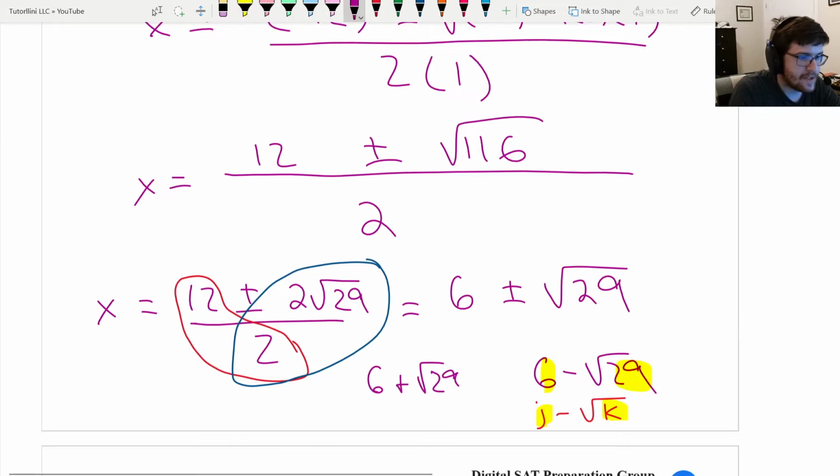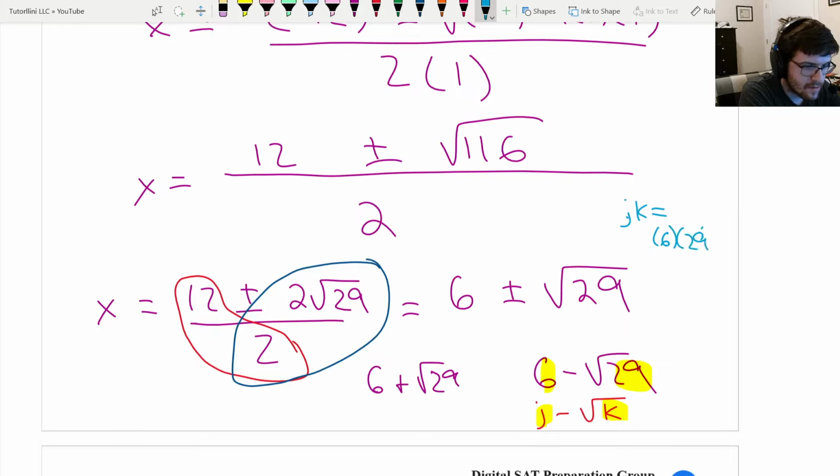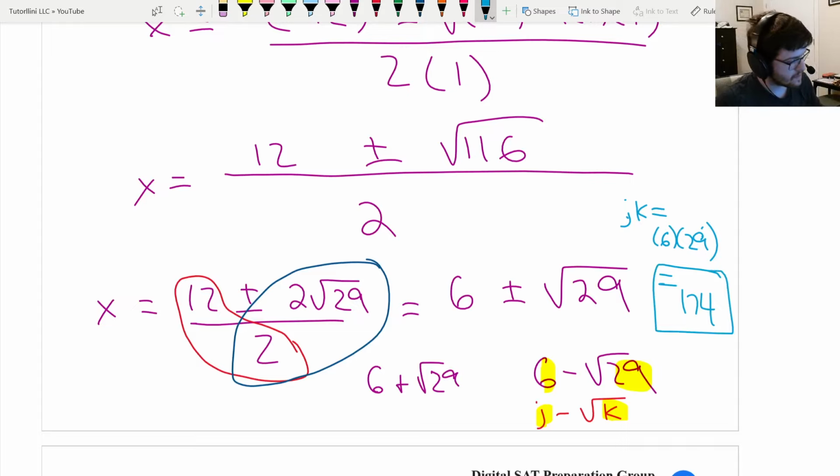So that means that, let me do this off to the side over here, jk is equal to 6 times 29, which is equal to 174, and that is our answer. Great, stupendous.